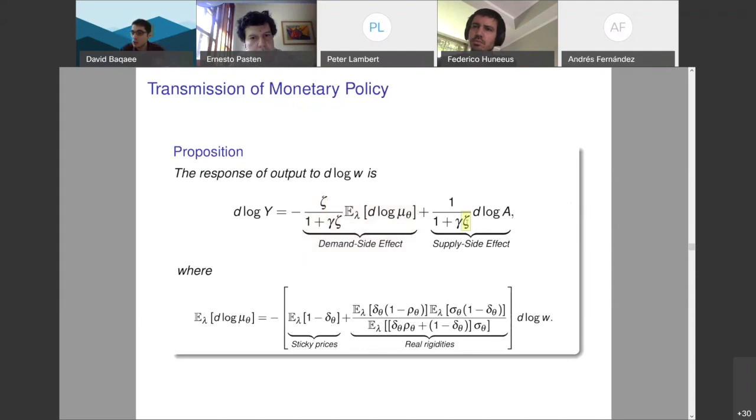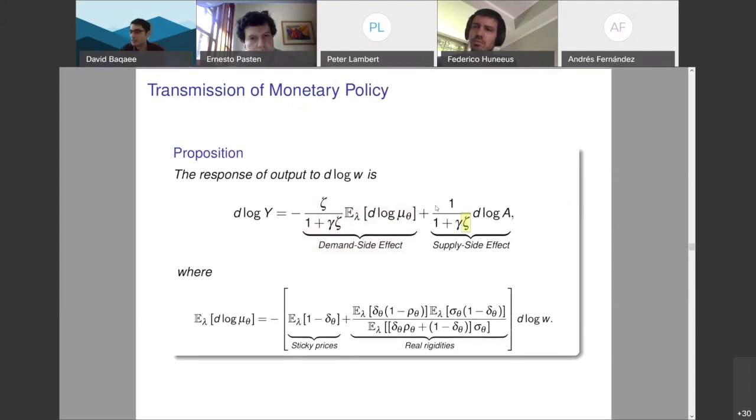Notice that even with a 0 Frisch, the supply side effect is still there, because it has nothing to do with employment. It has to do with productivity. Okay? So what is this demand side effect? This demand side effect has two components. So here we've sort of written it out. One component just has to do with sticky prices. If the prices are really sticky, then the cut in markups is larger. Therefore, you get more of a demand side effect.